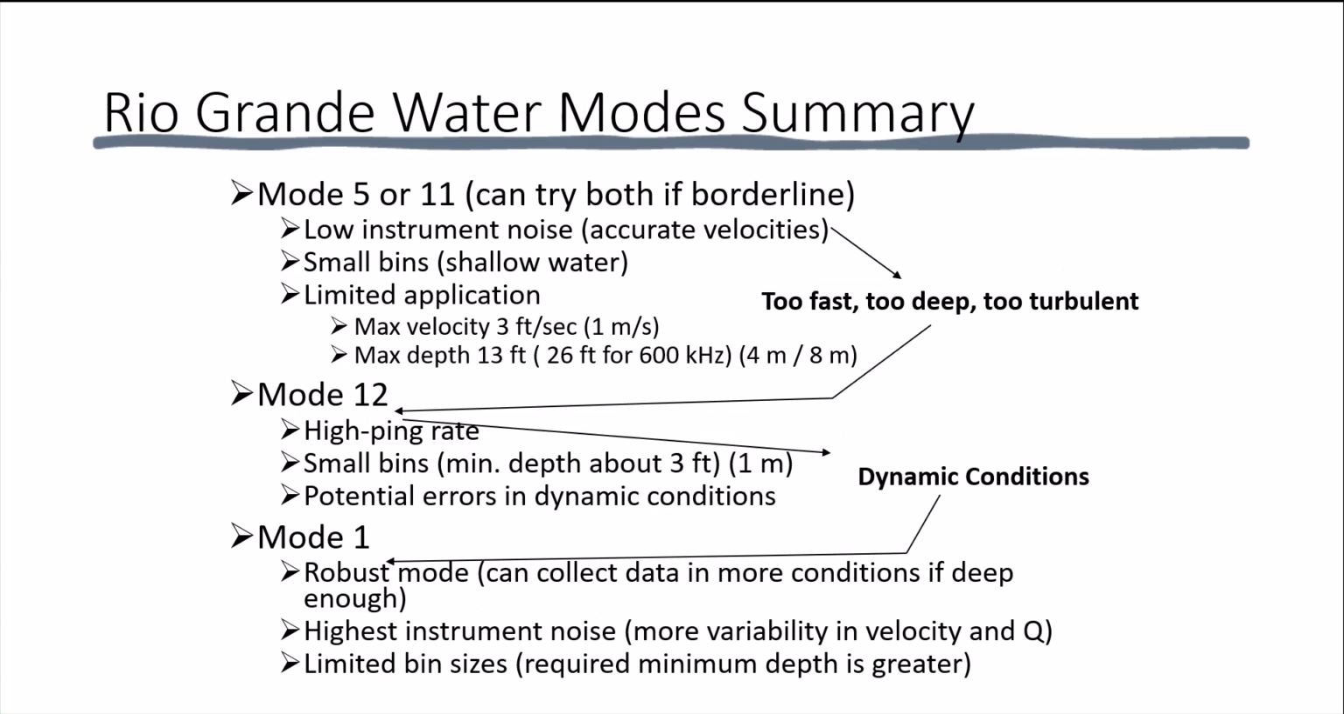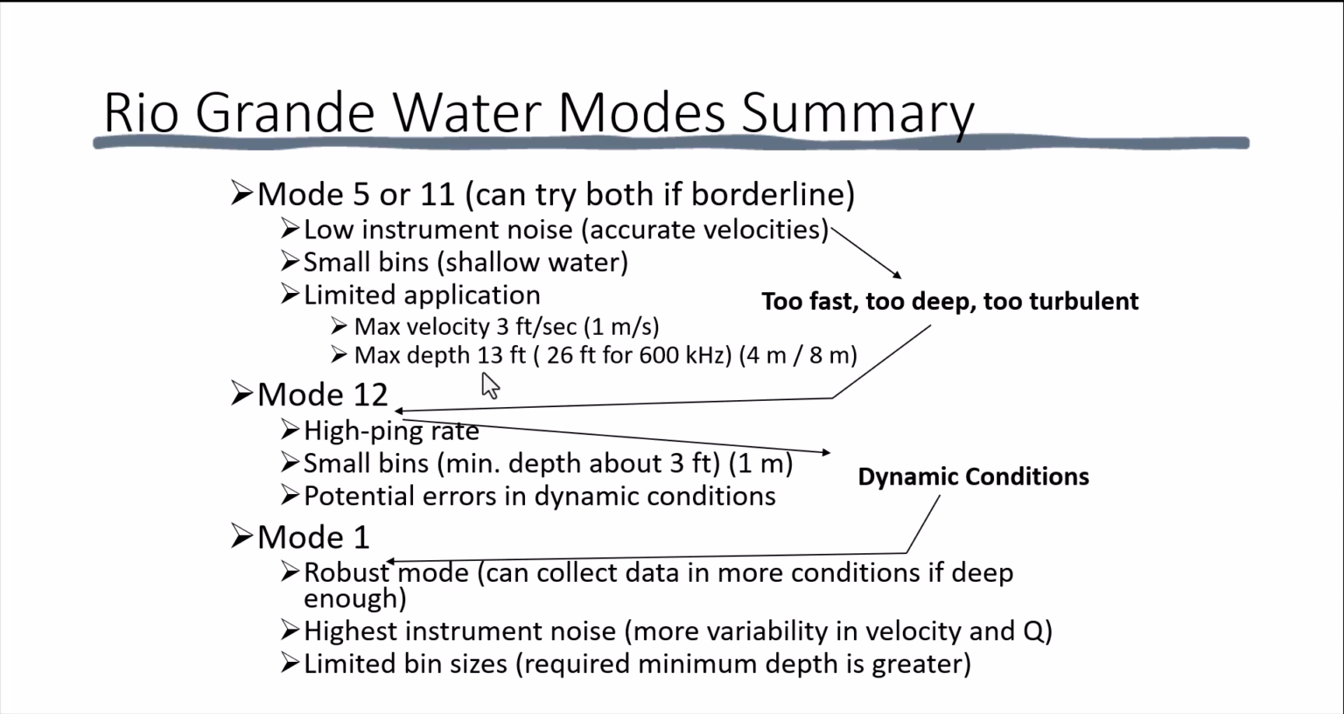Now that we have introduced the Rio Grande water modes, let's talk about the order of preferred use. Generally, we try to use the low noise modes first. That would be modes 5 or 11. However, these can only be used with small bends in shallow water. They have a limited application with a max velocity of about 1 meter per second and a max depth of about 4 meters for a 1200 kilohertz and 8 meters for a 600 kilohertz.